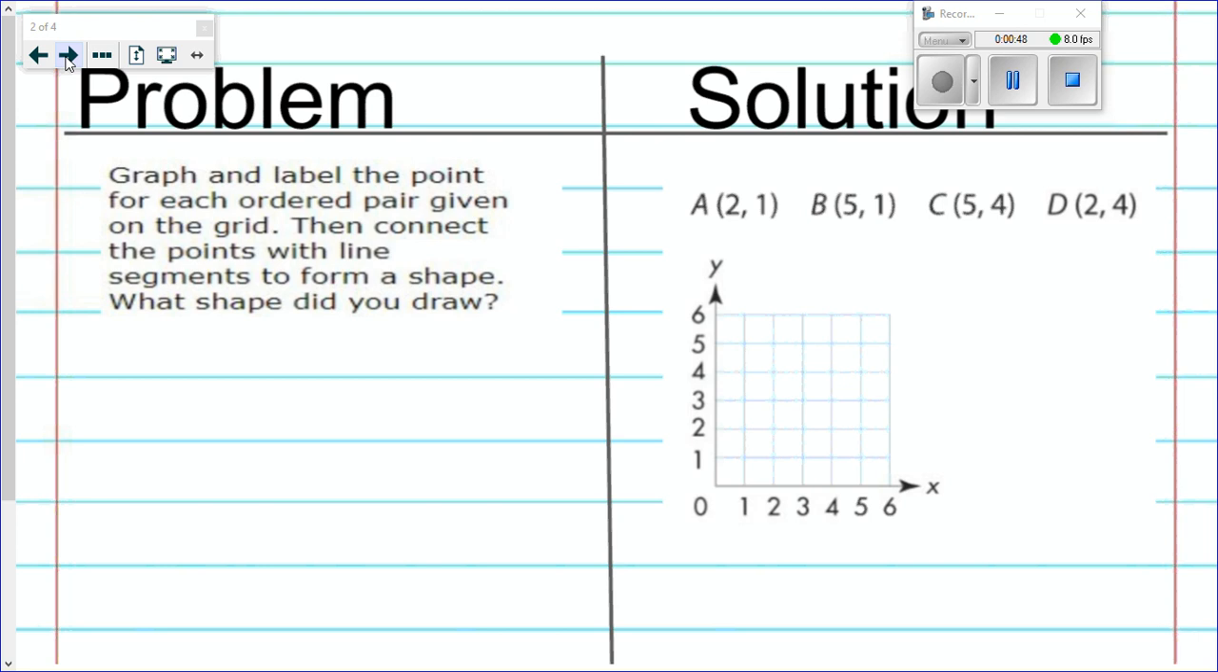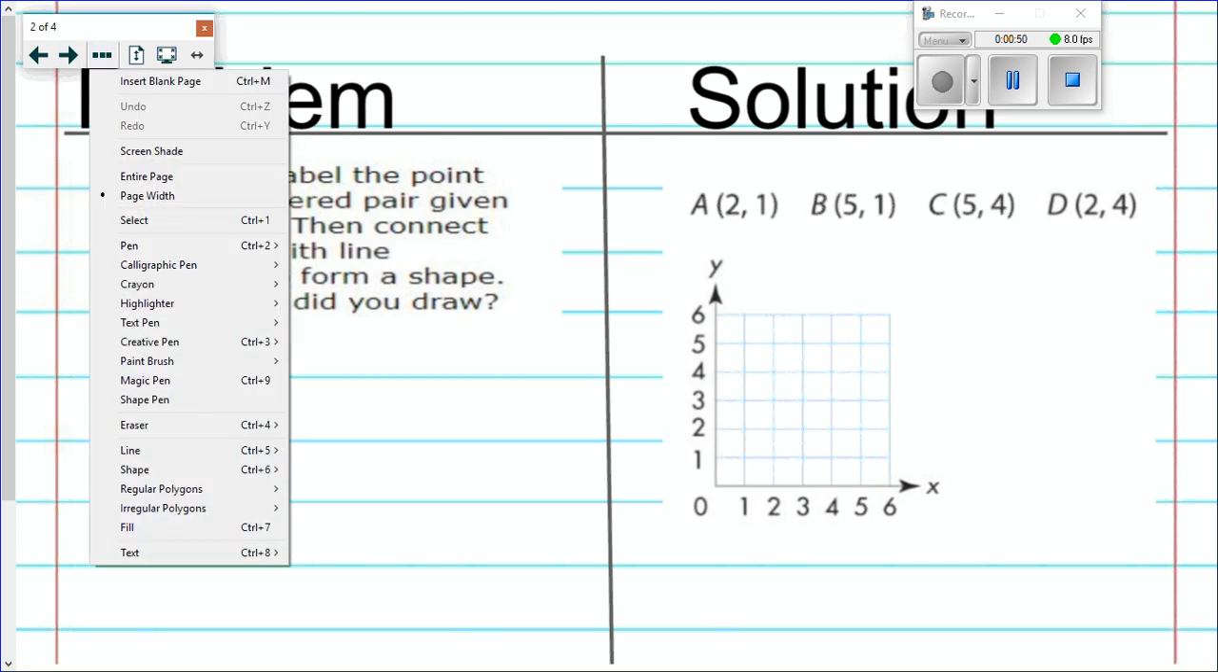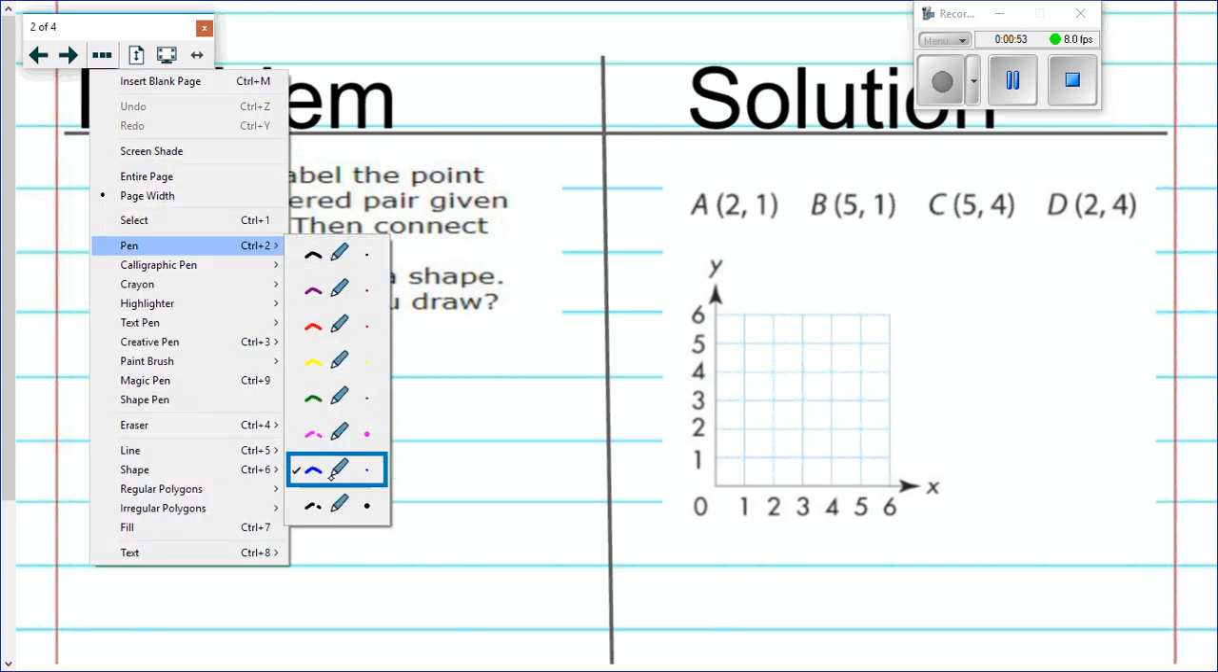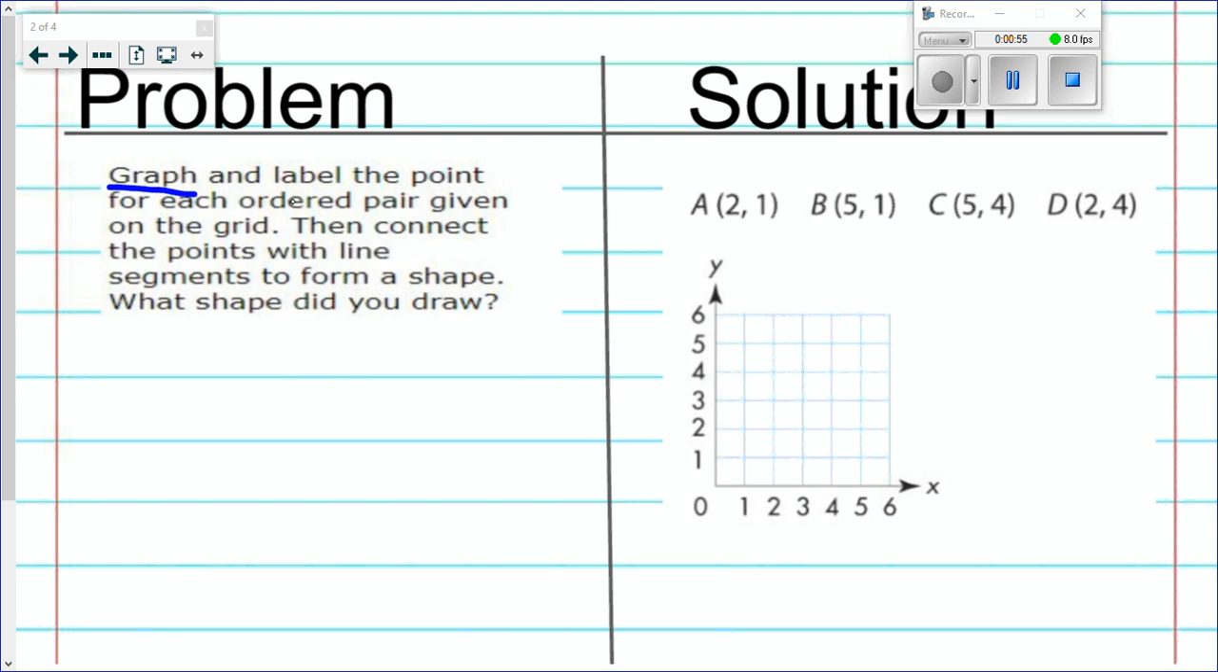We are going to graph and label the point for each ordered pair on the given grid. Then we're going to connect the points with a line so that we form a shape. And then we have to say what shape we drew. So these are our ordered pairs over here that are labeled A, B, C, and D. And we're going to put them on this coordinate grid.